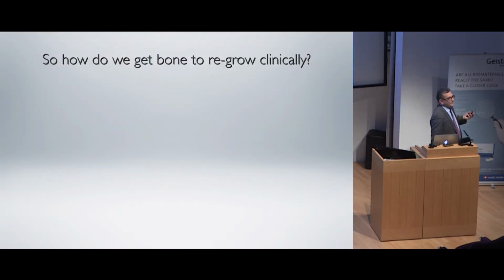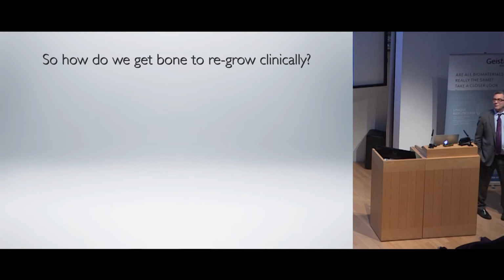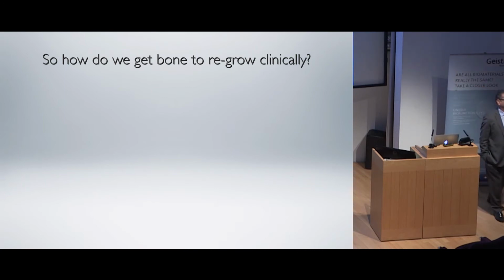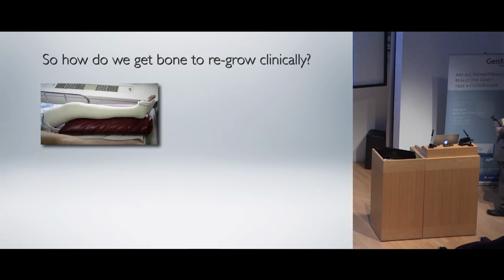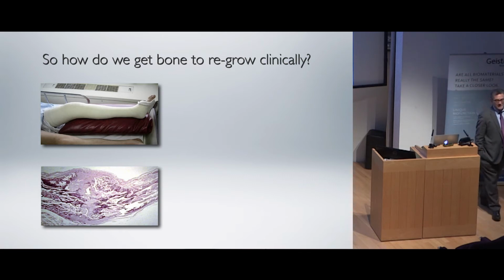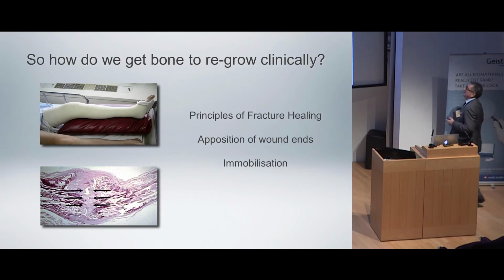So, if that's the basics of the biology of bone formation, how do we get bone to grow clinically? It's an obvious question. Well, if you asked an orthopedic surgeon, they would say, well, it's not usually much of a problem. If you break your leg, then there are essentially two things you have to do to get bone to regrow. Firstly, you need to oppose the two ends of the wound, and then you have to immobilize them.